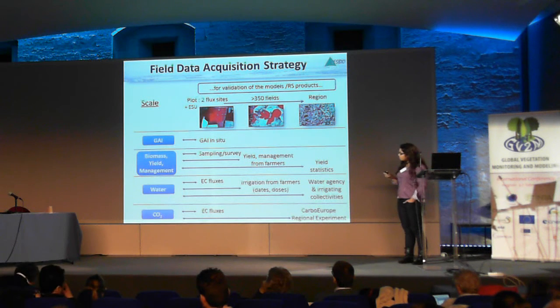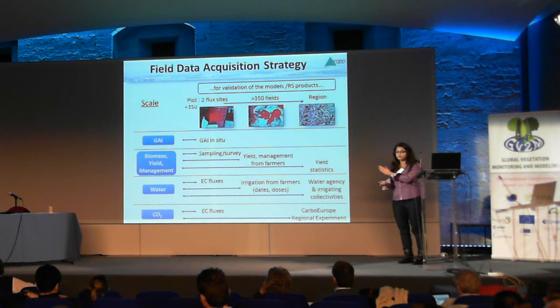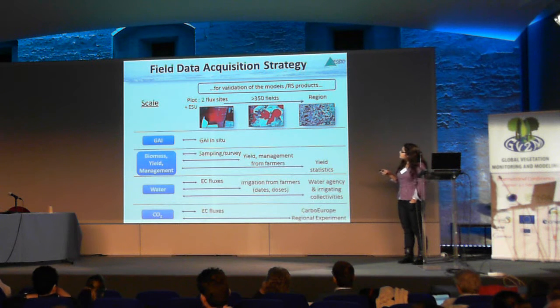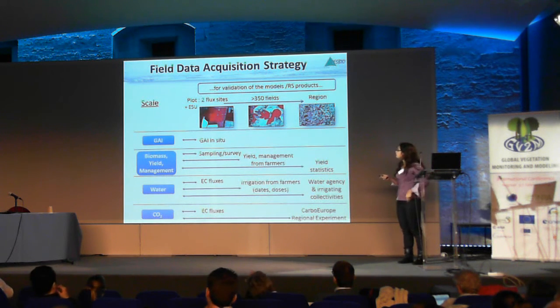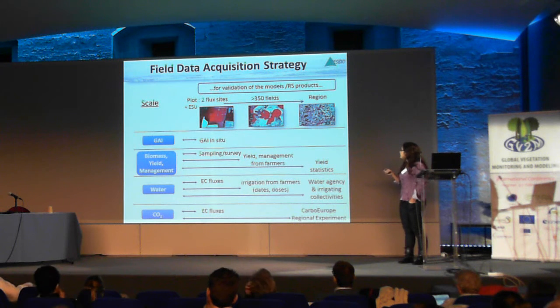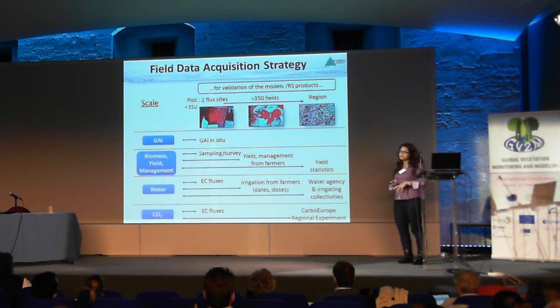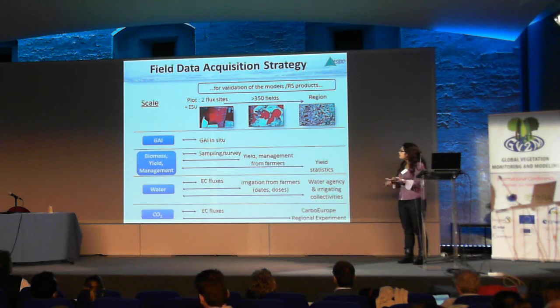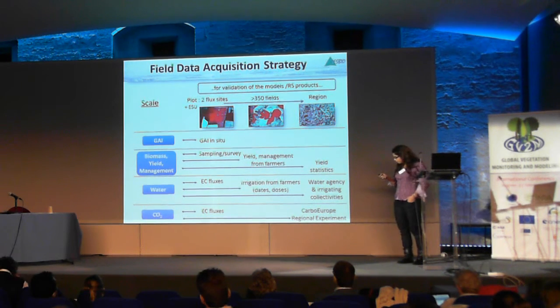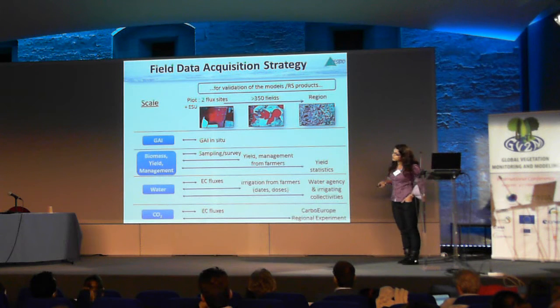For the field data acquisition, we can think about the different scales. We go from the plot scale and the field scale, passing through an intermediate scale, some groups of fields, and then going to the regional scale.